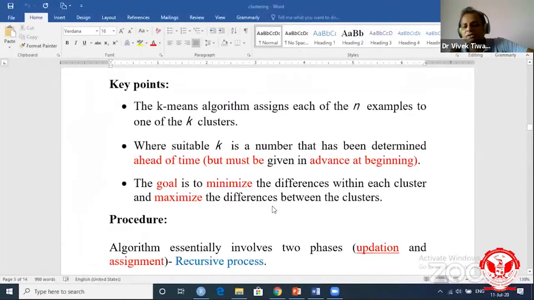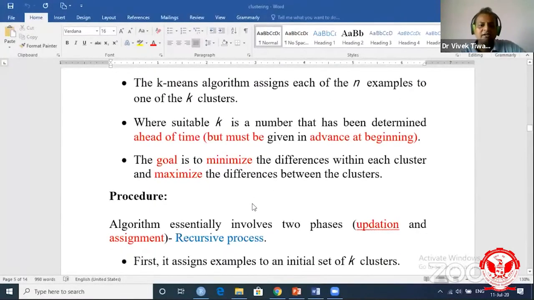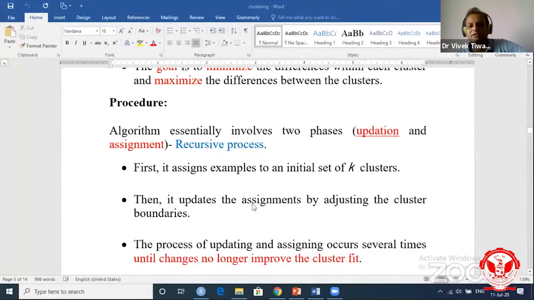So these are the two objective functions that I have already explained in earlier discussion. These are some key points that you should know before diving into the more detailed discussion about the K-means clustering. Now I'm going to discuss the procedure. Procedure means algorithm, the typical algorithm I'm going to discuss over here.